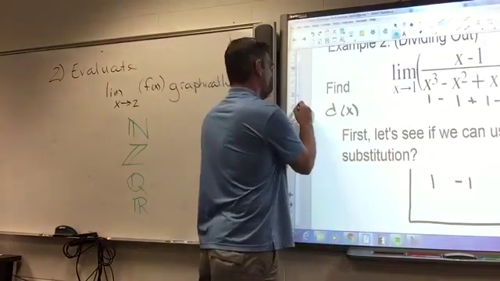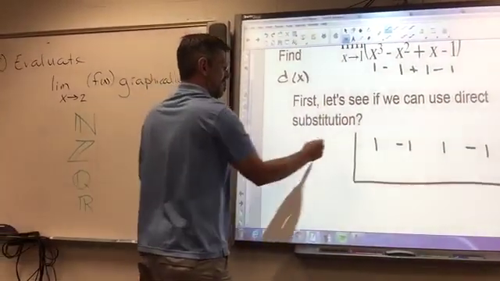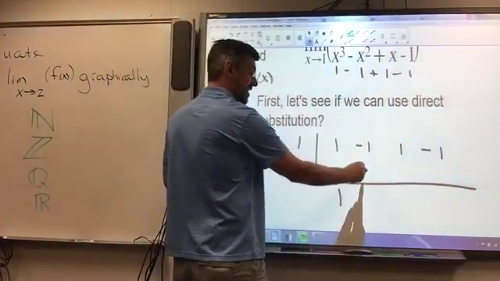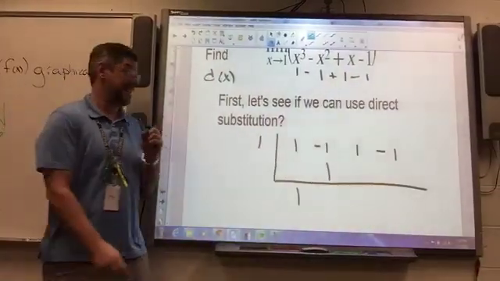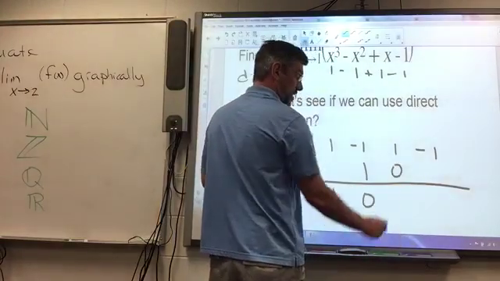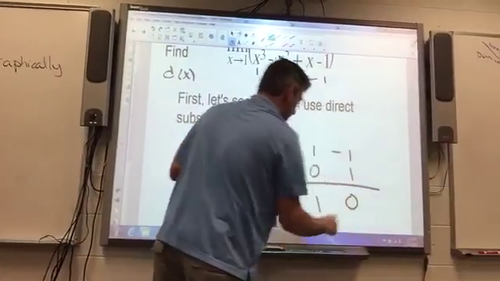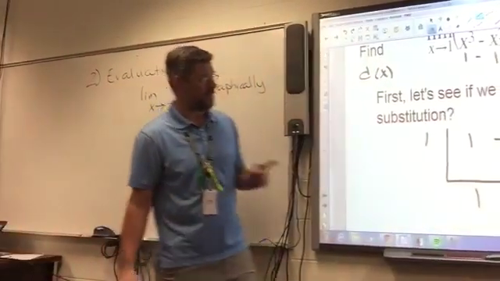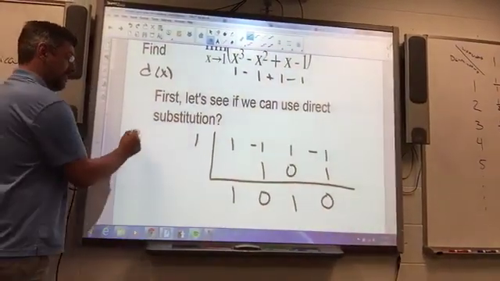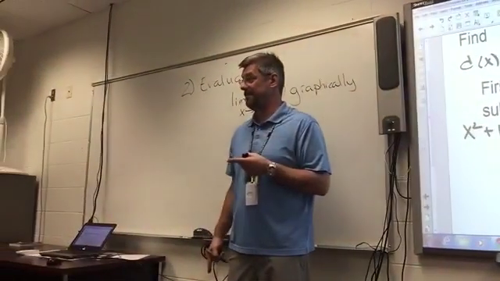What number goes out here? 1 goes out here. This guy goes out here. Who remembers this? Carry the 1 down. 1 times 1 is 1. Add them. I get 0. 0 times 1 is 0. 1 plus 0 is 1. 1 times 1 is 1. Negative 1 plus 1 is 0. So, remainder 1, x squared. So this is x squared plus 1 is my resultant.